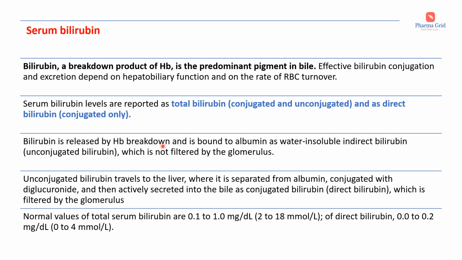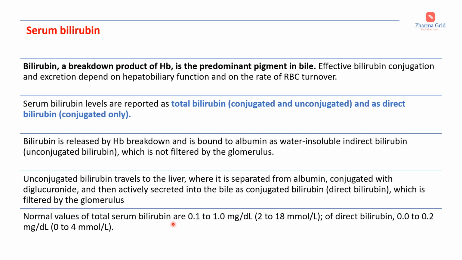Bilirubin is released by hemoglobin breakdown and is bound to albumin as water insoluble indirect bilirubin, that is unconjugated bilirubin, which is not filtered by the glomerulus. Unconjugated bilirubin travels to the liver where it is separated from albumin, conjugated with diglucuronide, and then actively secreted into the bile as conjugated bilirubin, also known as direct bilirubin, which is filtered by the glomerulus, as we have already discussed in bilirubin metabolism.